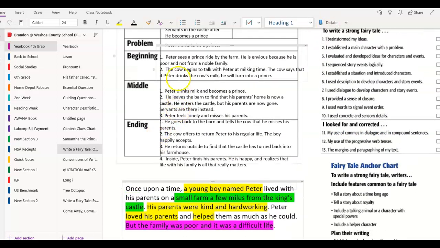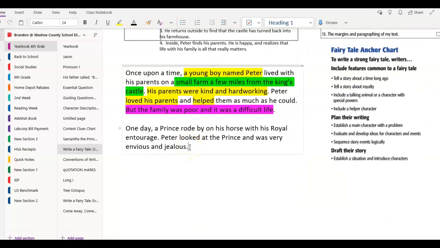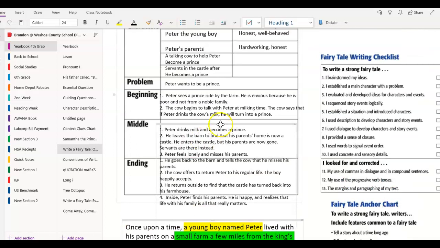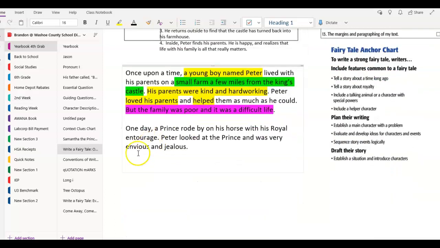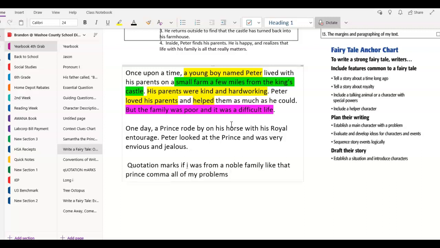Now, I could keep going and add something like the cow, go straight into that talking cow, but remember, this is a fairy tale story, so I need dialogue. So I'm going to have Peter talk, and I'm going to have him say the other part, that he wants to be from a noble family so that he does not have to be poor. So remember, I need to use those quotation marks. Quotation marks. If I was from a noble family, like that prince, comma, all of my problems would be solved. Period.